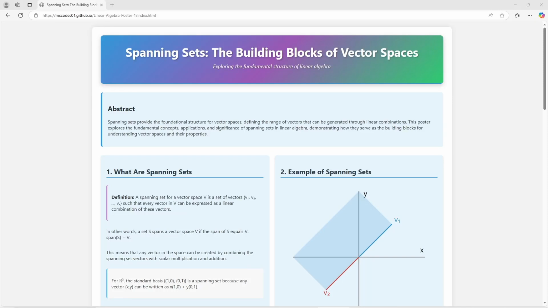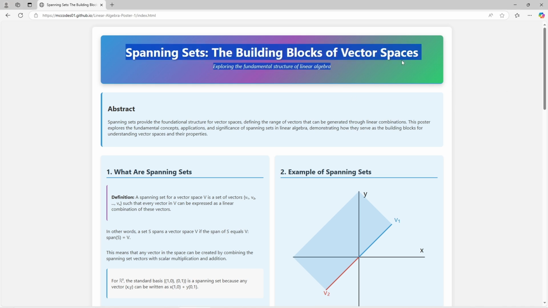All right, hello everybody. My name is Michael Cunningham, and with the help of AI, I created this awesome spanning sets poster website through GitHub. GitHub Pages is awesome and free to use. Highly recommend you guys use it for your projects in the future or just showcasing your resume even. I'll get right into it.